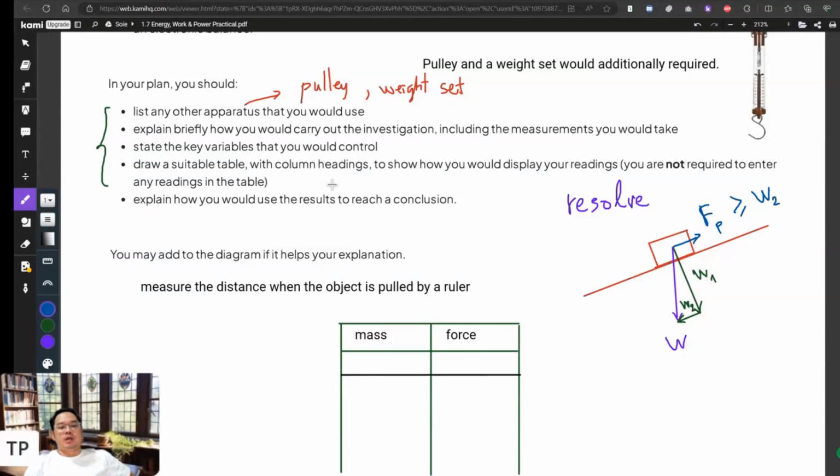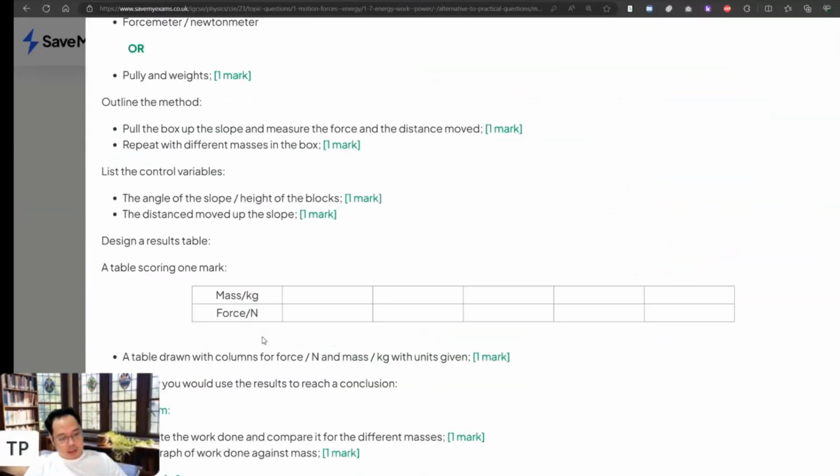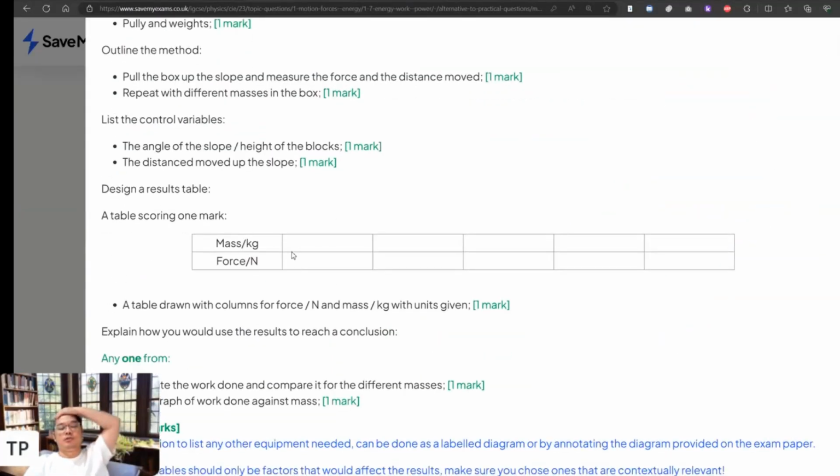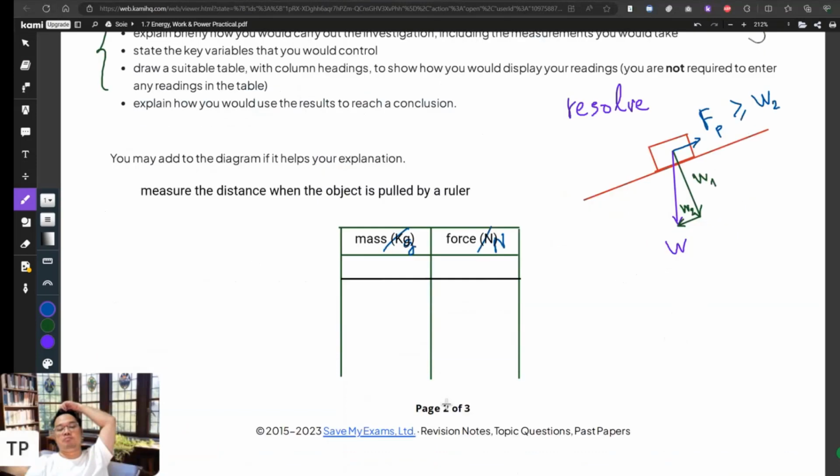Draw a suitable table with column headings to show how you would record the readings. Okay, the mass, with the unit, can be in grams or kilograms. And the force in Newton. Answer here, two columns. Two, not columns, but rows. Two rows. Okay. But it's definitely fine with columns.